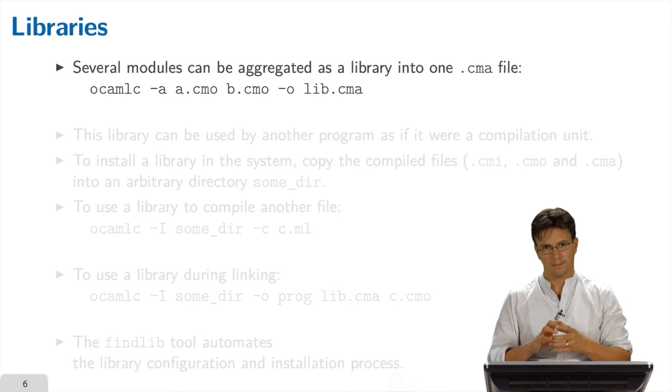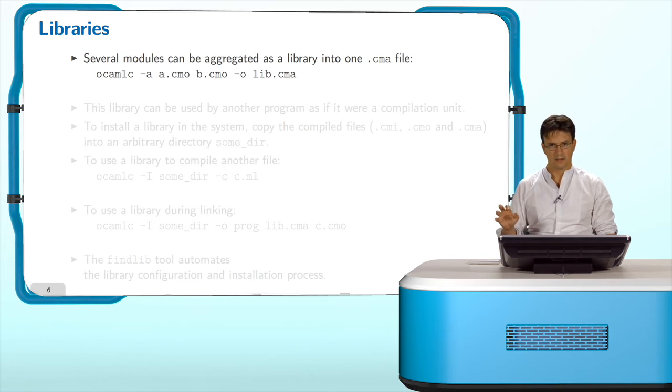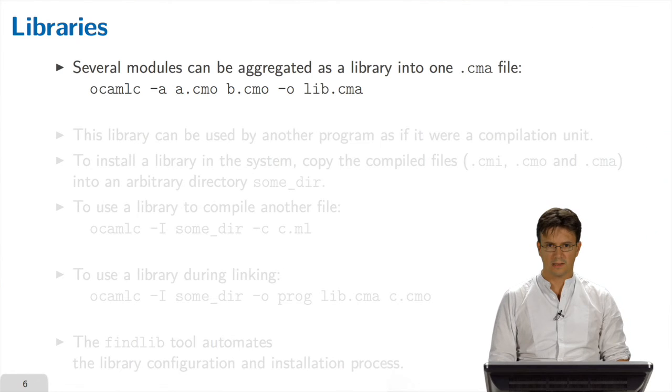called a library. To do so, you use the -a option of ocamlc, followed by the list of files that you want to put inside your library, and afterwards you just use the -o option to define the name of the library you want to create. The file extension for libraries in OCaml is .cma. If you defined a native code library, it's a .cmxa.